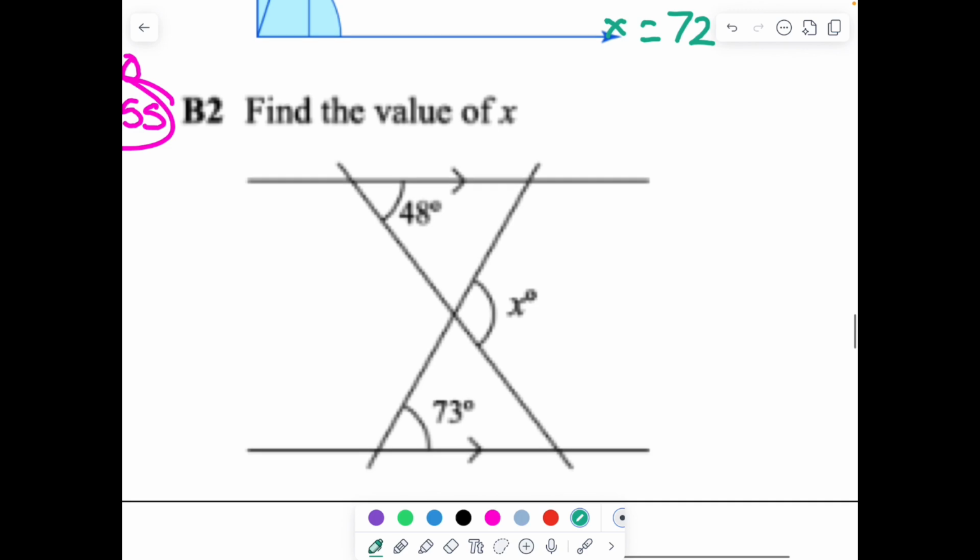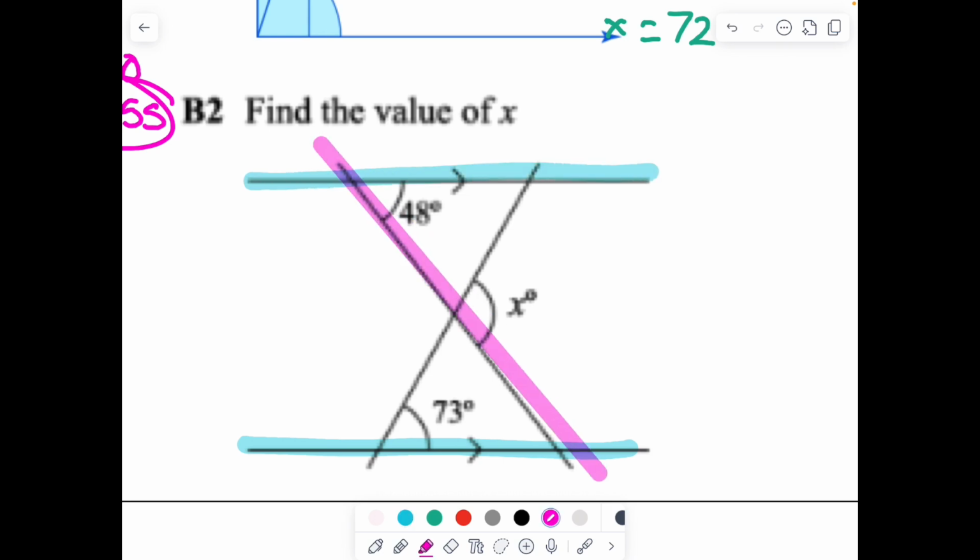And then over here, let's see, we got a lot going on here. What we're gonna have to do is focus on just one transversal at a time. Okay, so I'm gonna look at this one first. So we're gonna pretend like the other transversal isn't there. So 48 and this angle down here are alternate interior angles, which are the same.